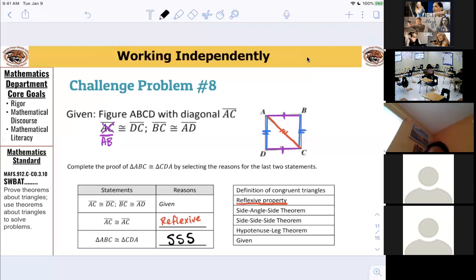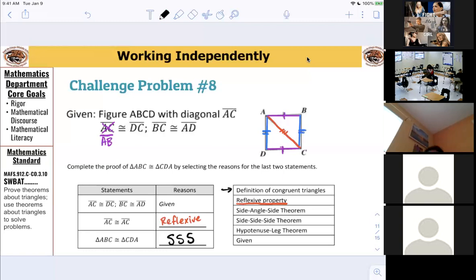It's SSS. The definition of congruent triangles is the one that's trying to confuse you. You can only say that after you've proven that they're congruent. I haven't proven that they're congruent yet, so I can't say they're congruent until I prove it. And the only way to prove it in this case is using SSS.